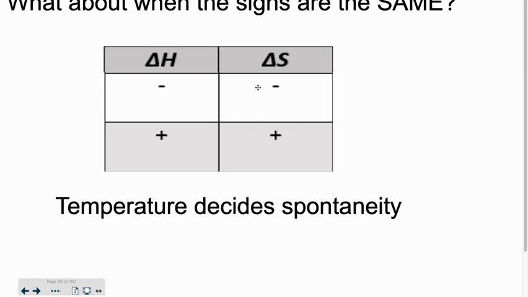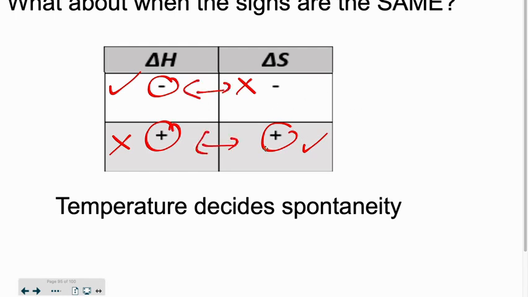Now, this brings up a big question. What if those two signs were the same? What if my delta H is negative, which means this likes spontaneity, and my delta S is negative, which doesn't like spontaneity? Or my delta H is positive, which doesn't like spontaneity, but delta S does like spontaneity. In this case, these two are kind of fighting against each other. So what happens here? Temperature decides spontaneity.